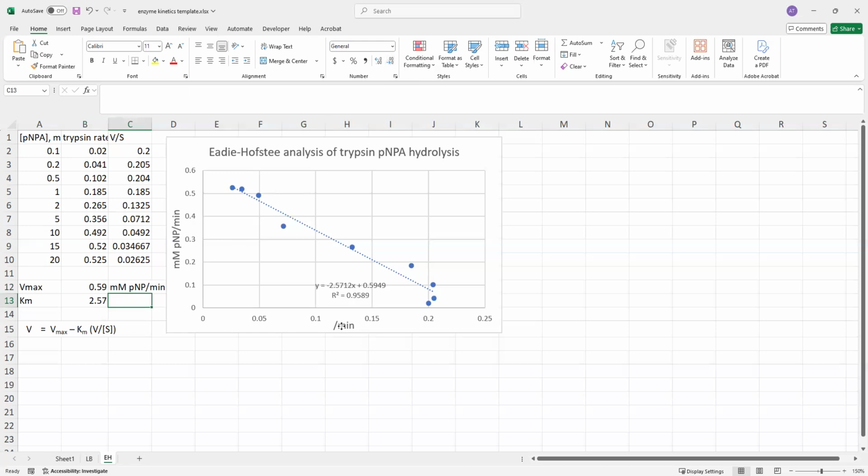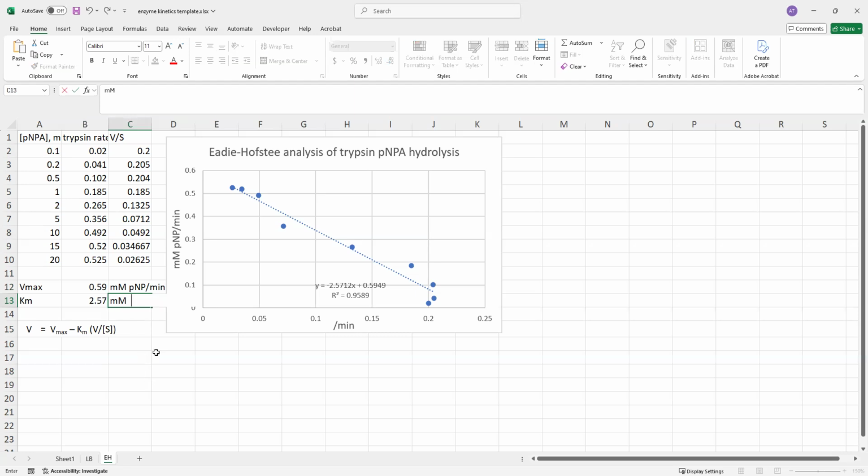And my axis is not labeled correctly here. This should be, oh no, that's correct. Why is that correct? Well, my velocity has units of millimolar per minute, and this has units of millimolar. So when I divide them, you get just the per minute. If we think about what units Km should have, that millimolar comes back.